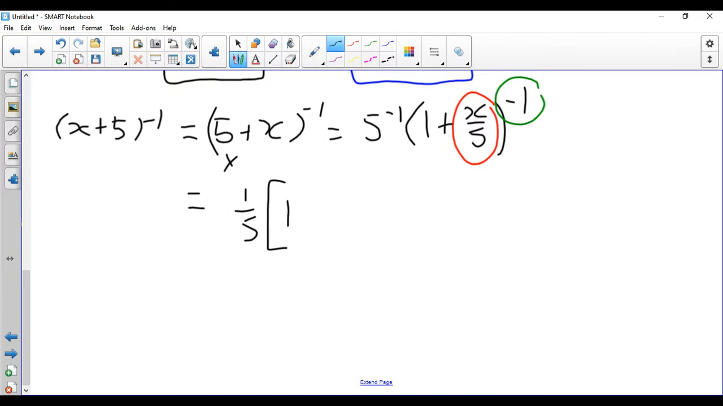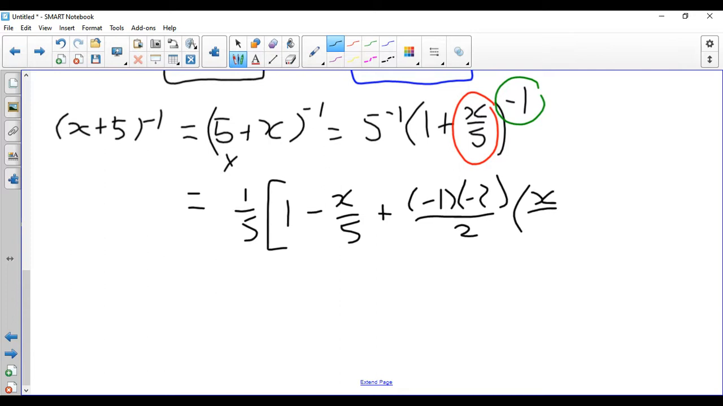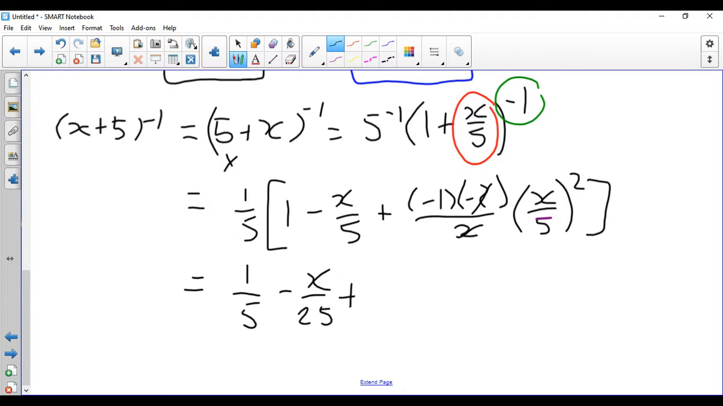So I've got 1 plus x over 5, so that's nx, plus minus 1 minus 2 over 2 x over 5 squared. Okay, so close bracket. If we multiply all that out, there's lots of nice stuff that cancels. So it's something we can do in one line to give us 1/5 minus x over 25 plus x squared over 125.